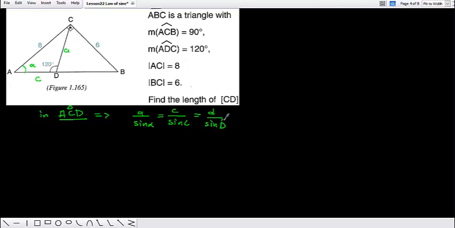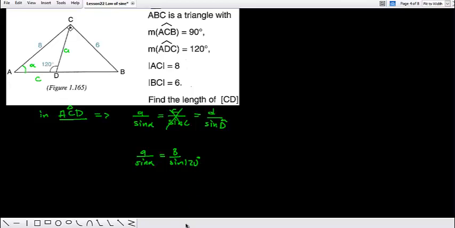Sine D is going to be... Here we don't have any operation with C. Alpha I need to find, and sine D I need to find here. A is not given. We don't know what is the value of it, and A over sine alpha is D, which is equal to 8 over sine 120.